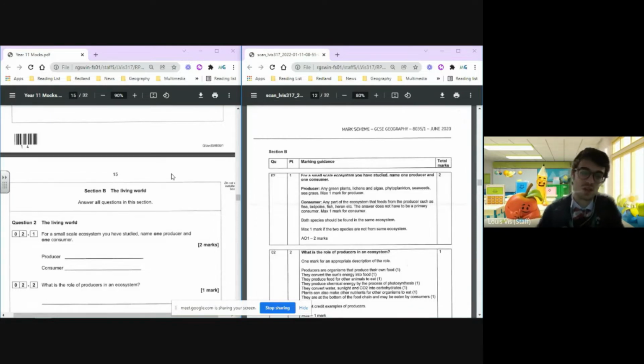You can't just go plants, animals. That's way too waffly. Okay, so you can't get a grade for saying plants and animals. You have to say grass and a deer, for example, or lichen and a deer, or whatever. But name an example of a species.